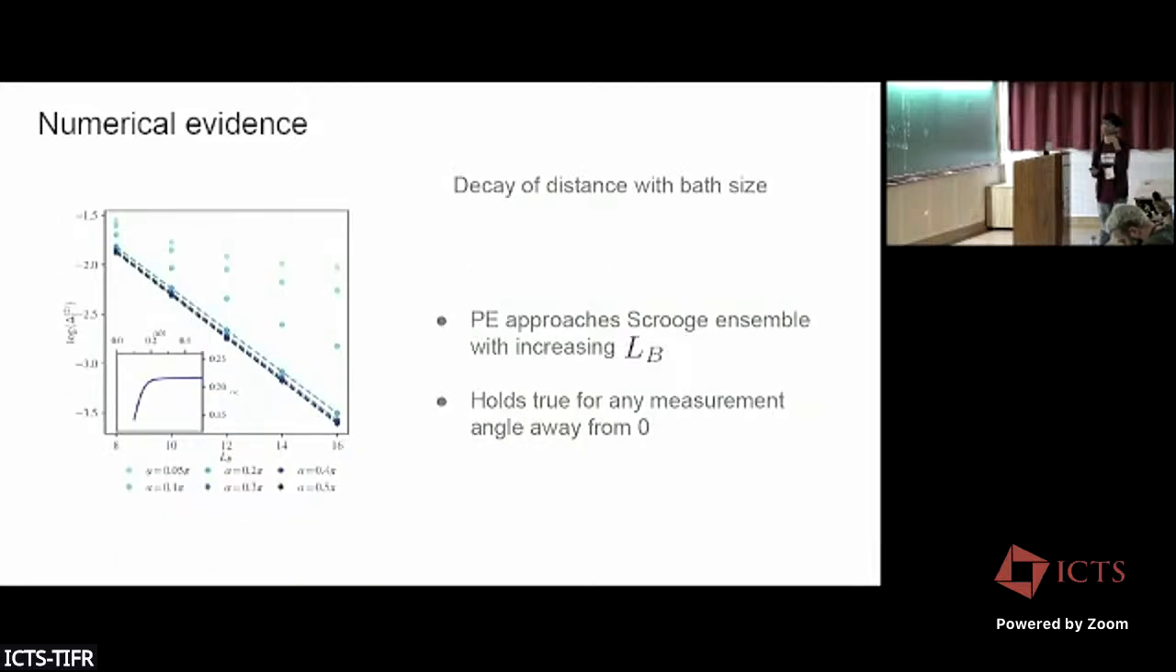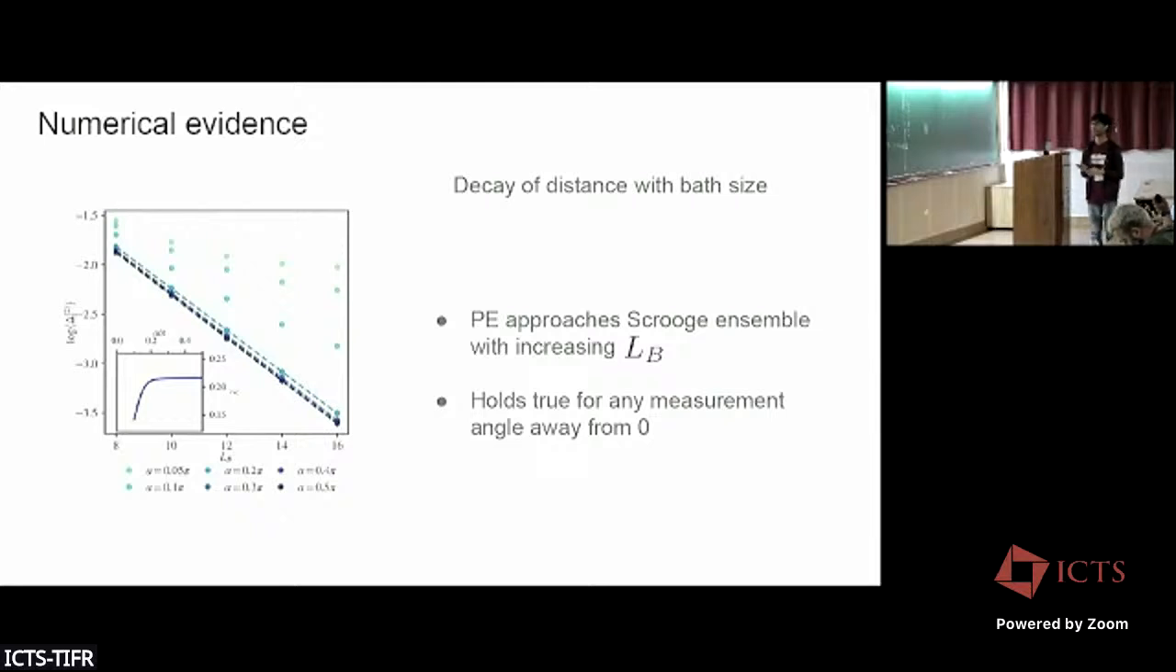And this is the scaling with system size. So if your measurement angle is below or above 0.2 pi, you see a clear exponential decay with system size. This is the slope. But as your measurement angle goes closer to 0, that is z-axis measurement, it does not decay any further with system size. So it says that this one does not go to the Scrooge ensemble, at least not the Scrooge ensemble that we are comparing with.